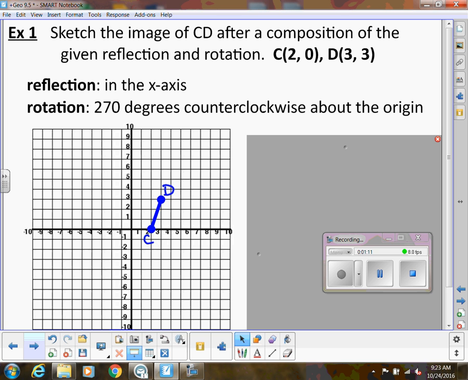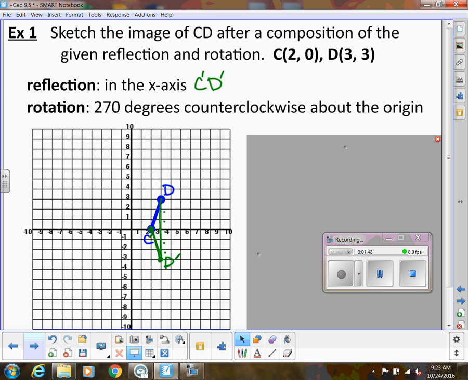So if I do a reflection in the x-axis, then since C is on the x-axis, that will stay put. And D, if I draw that perpendicular, is 1, 2, 3 units away. So following along that perpendicular, it should be 1, 2, 3 units away. So that's the first part. So I'm going to label this as C prime, D prime, only because that's going to represent the first part. All right, so that's going to give me C prime and D prime. And then after I do the rotation, I'll call that double prime.